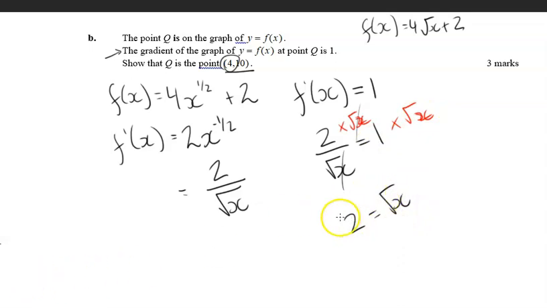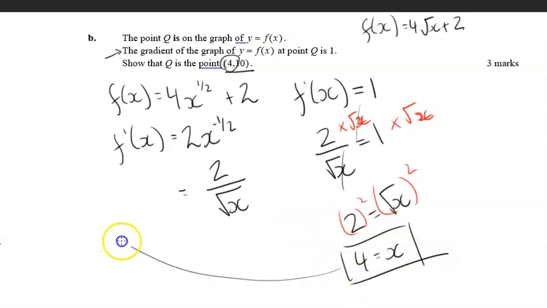Then we can just go ahead and square both sides to cancel out the square root. And what we'll end up with, I'm writing sideways quite a lot, apologies for that, is 2 to the power 2, which is 4, is equal to x, which is what we wanted in the first place from this fact here. Now that we know that x is equal to 4, and the rate of change equal to 1 has to be at 4, we can then just substitute x equal to 4 into the original graph.